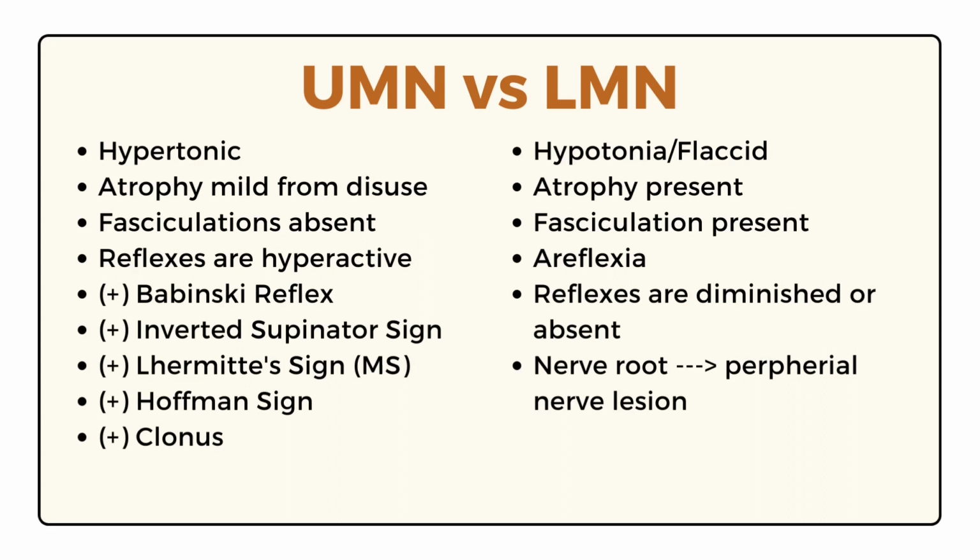It's important to note that what distinguishes an upper versus a lower motor neuron is where the injury takes place. So, an upper motor neuron lesion is when the lesion of the neural pathway is above the anterior horn of the spinal cord, while a lower motor neuron lesion is a lesion which affects the nerve fibers traveling from the anterior horn of the spinal cord.